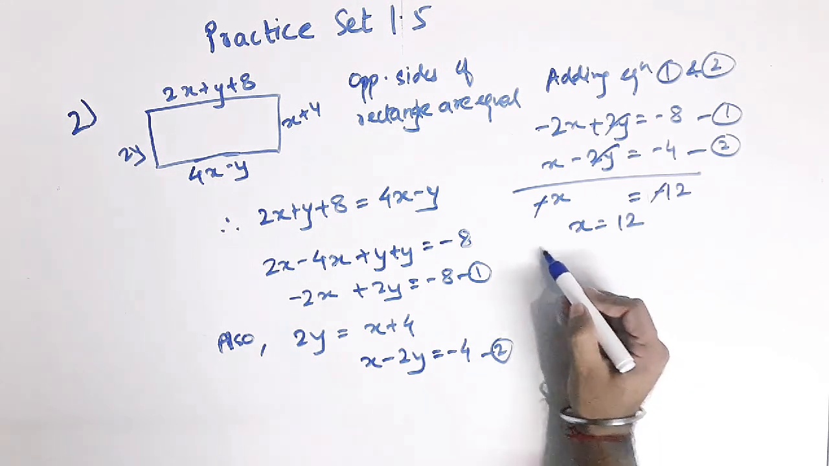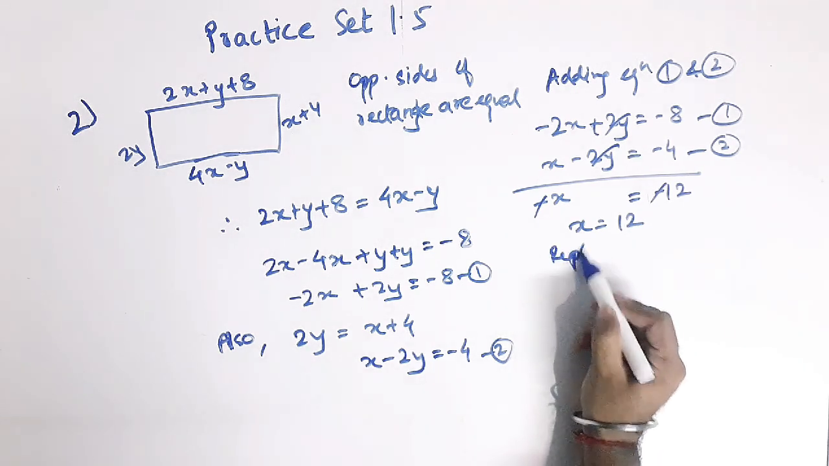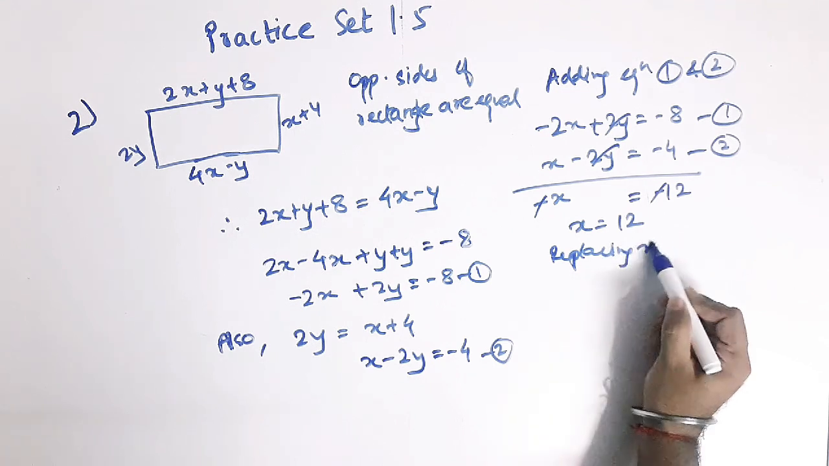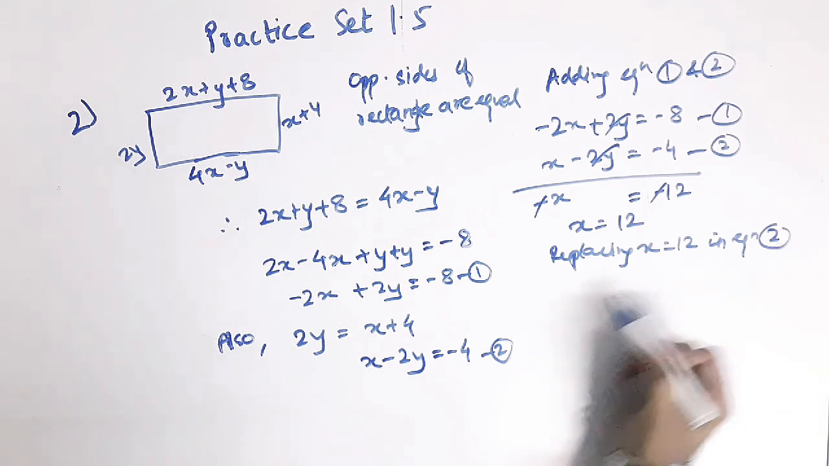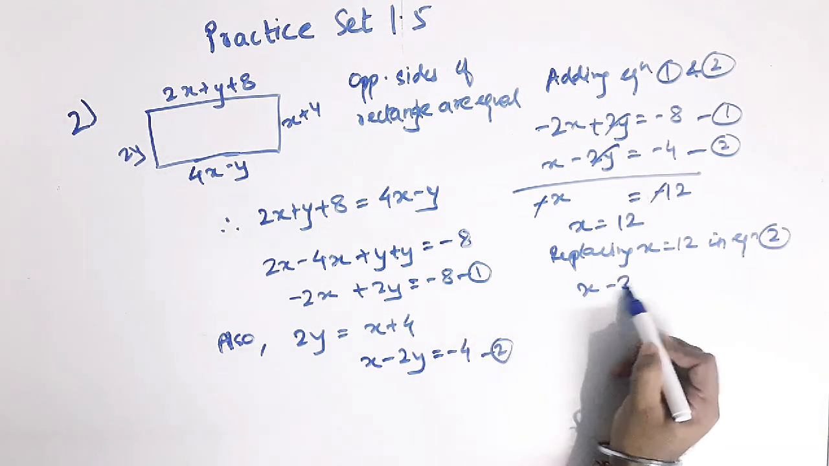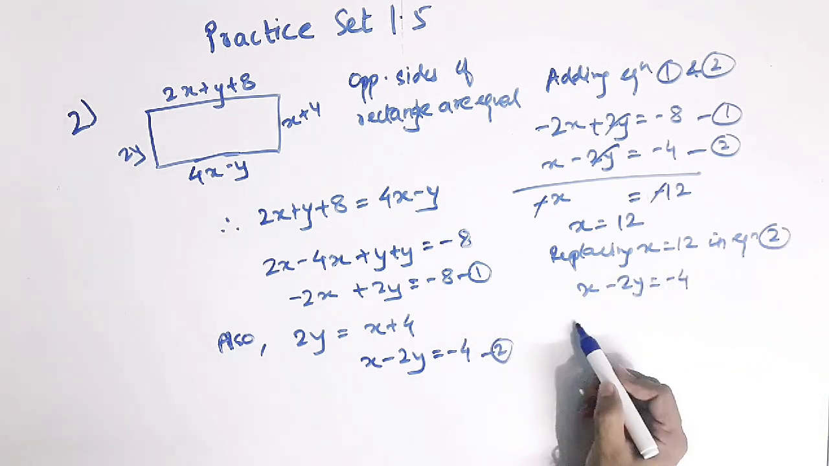Let us find y. Replacing x equals to 12 in equation 2 I'll take. So x minus 2y equals to minus 4.